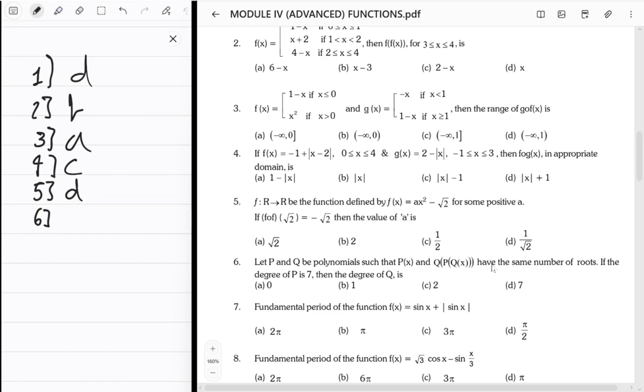Clearly, Q must have at least one root. Wait, okay. P of Q of X. This could either go to be like all real numbers if somehow P is. Wait, degree of P is really 7, huh?